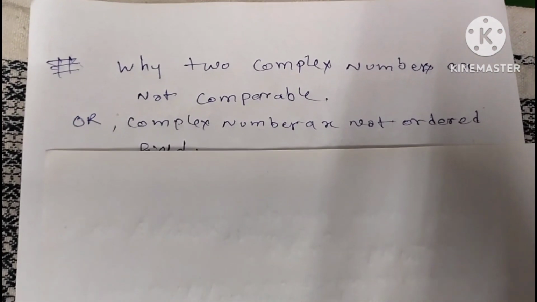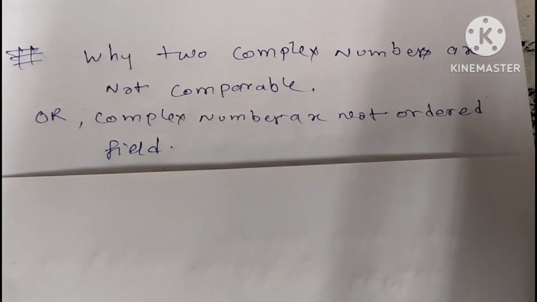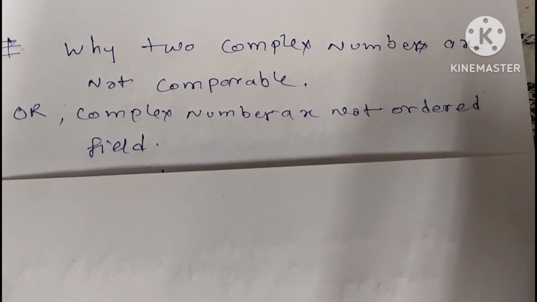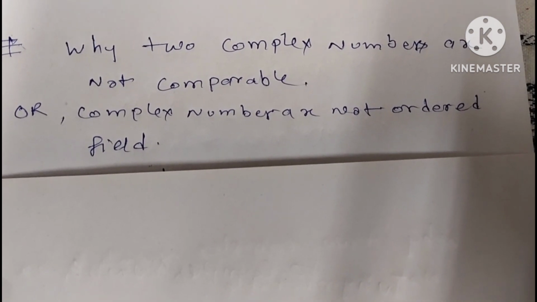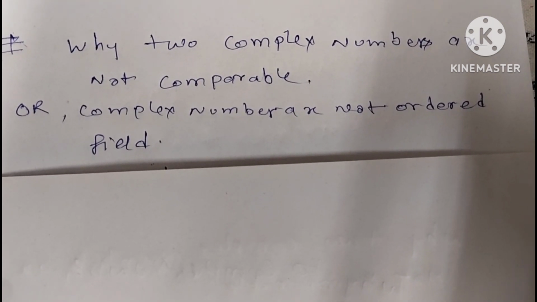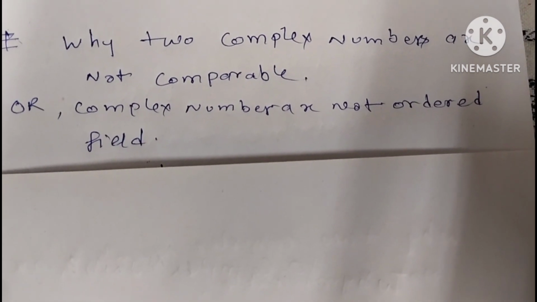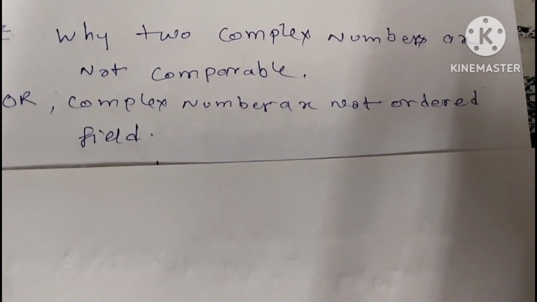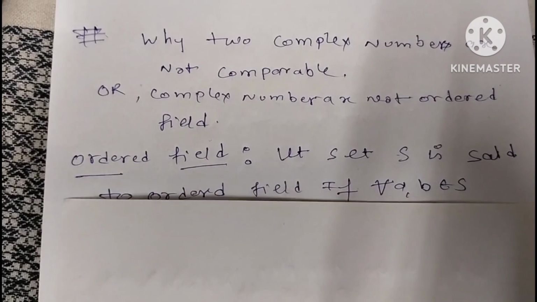So just see here this complex number. In other words, we can say complex numbers are not an ordered field. So what is the meaning of ordered field? Ordered field means we can't compare any two complex numbers. That is the meaning of not ordered field. So ordered field का meaning we'll see here.